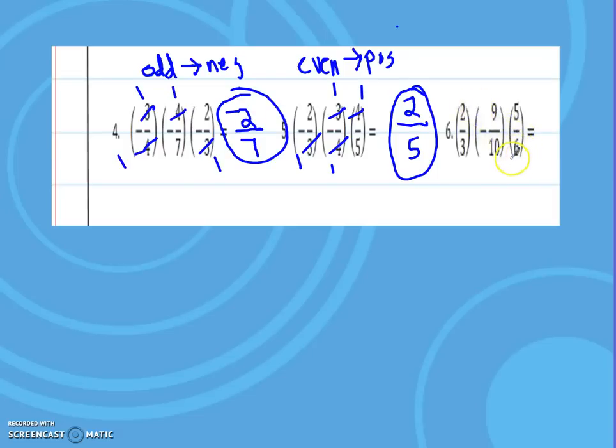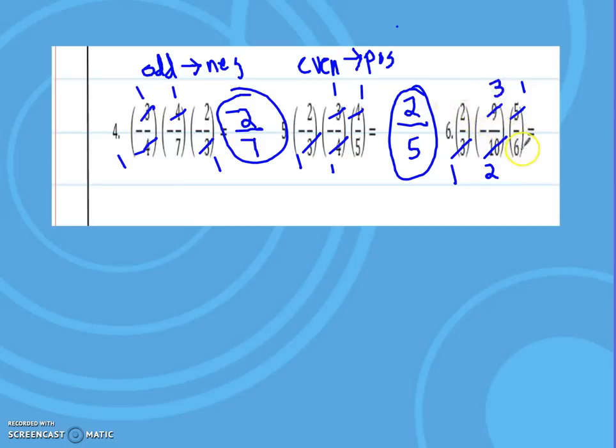All right, I can simplify the 3 and the 9, or I could do the 9 and the 6. I could do the 10 and the 2, or the 10 and the 5. I think I'm going to do the 5 and the 10. 5 divided by 5 is 1. 10 divided by 5 is 2. I'm going to do the 3 and the 9. 3 divided by 3 is 1. 9 divided by 3 is 3.